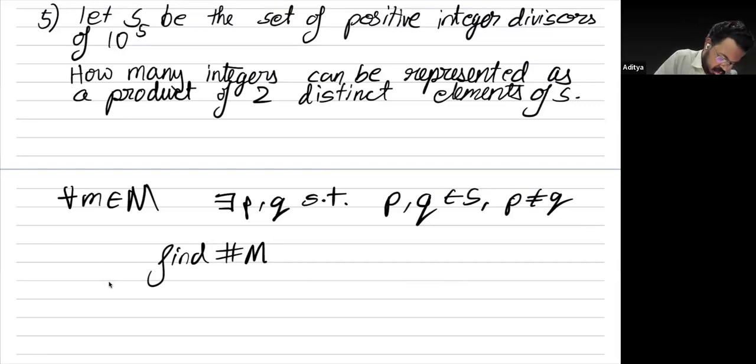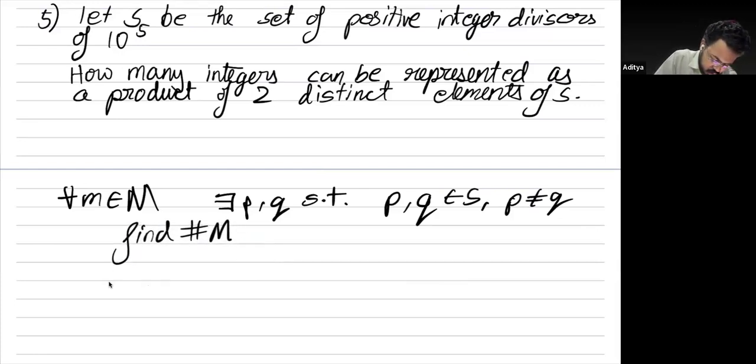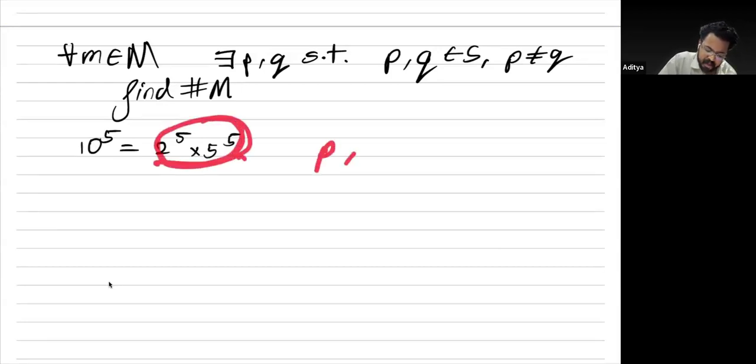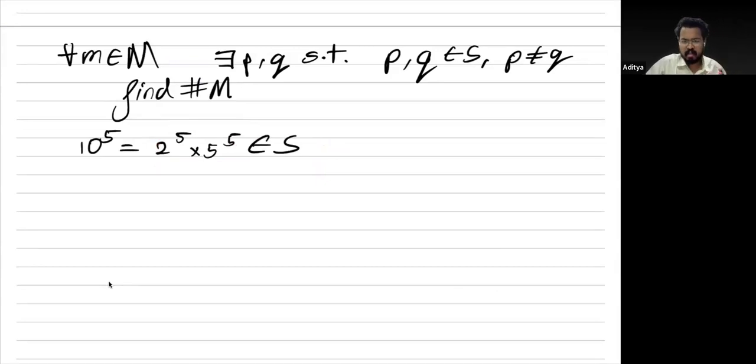Okay. I'll start solving this question. What you can see over here is that you have 10 to the power 5. 10 to the power 5 can be written as 2 to the power 5 times 5 to the power 5. Correct. And this largest number will be part of S. And you want two such numbers that multiply to form a particular number that is part of another set M. Jilesh not correct.